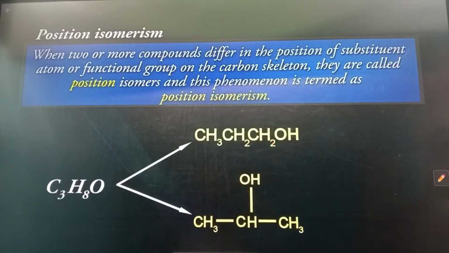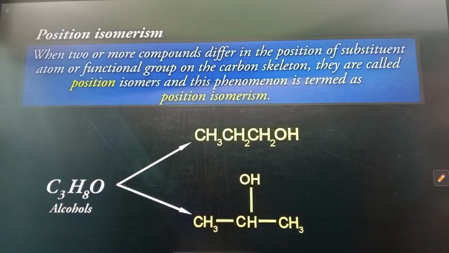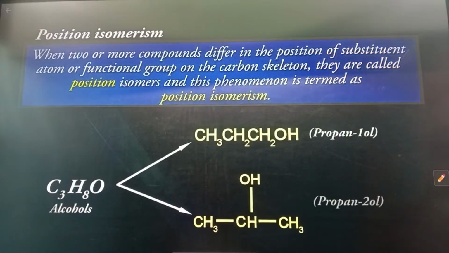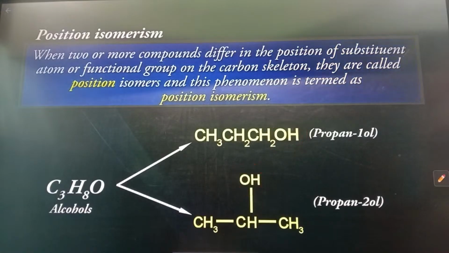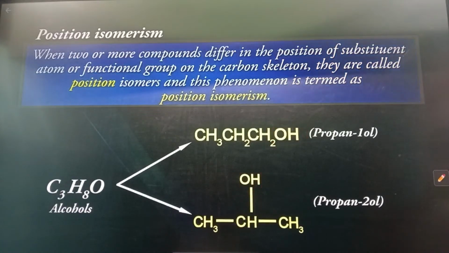For example, the molecular formula C3H8O represents two alcohols, propan-1-ol and propan-2-ol. The position of functional group OH is different in both the cases. Hence, both are position isomers of C3H8O.